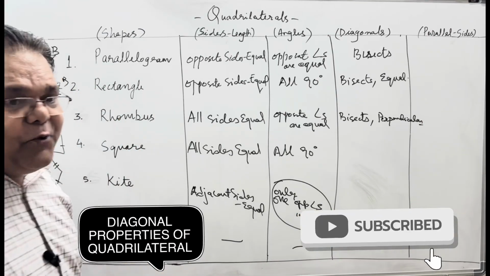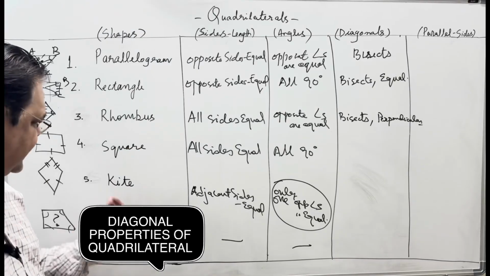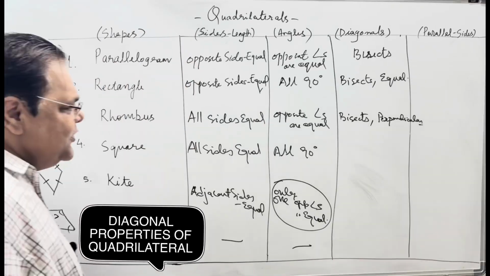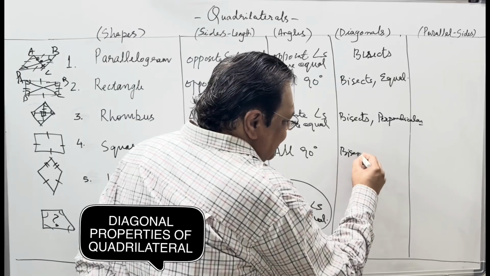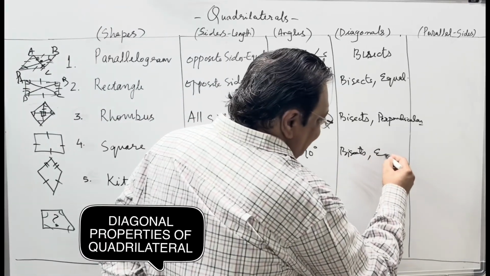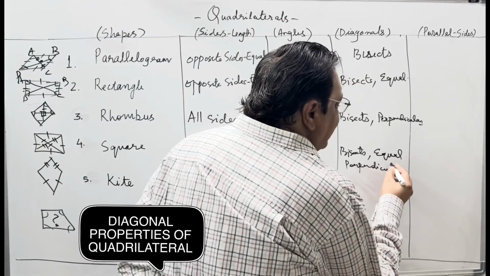Square, this is the most interesting, because square is a quadrilateral, trapezium, which is a kite, which is a rhombus, which is a rectangle, which is a parallelogram. So in case of square, the diagonals bisect each other. They are equal also. They are perpendicular also.